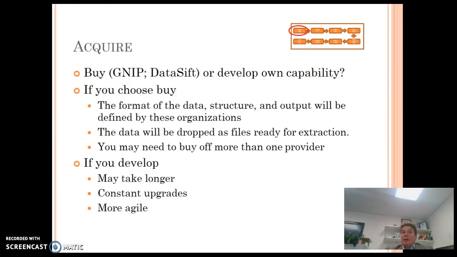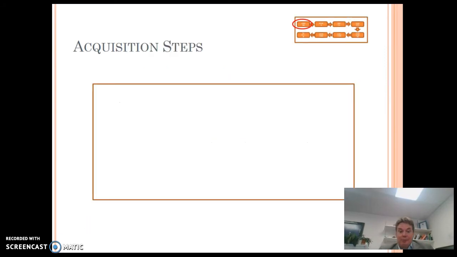If you decide you're going to collect the data yourself, it may take longer. You're stuck with constant upgrades that you're going to have to do, but it makes you much more agile. You can respond, and you can make sure that the data you have is what you need. You're not dependent on the data that other people collect. But the overall steps are the same.